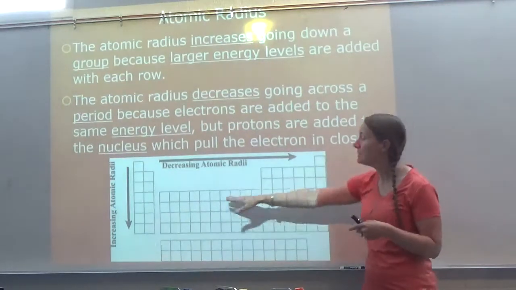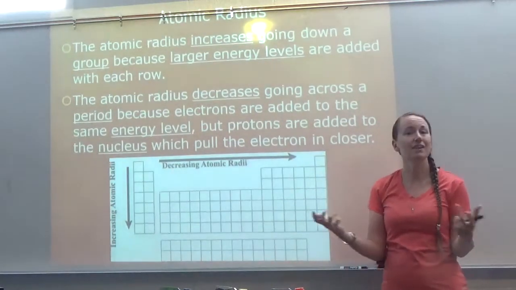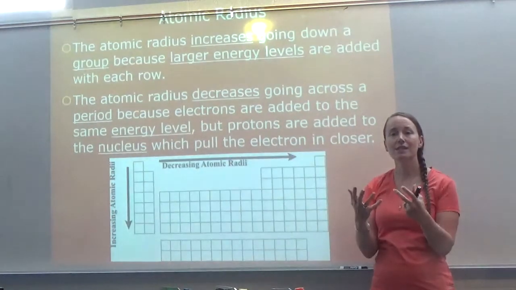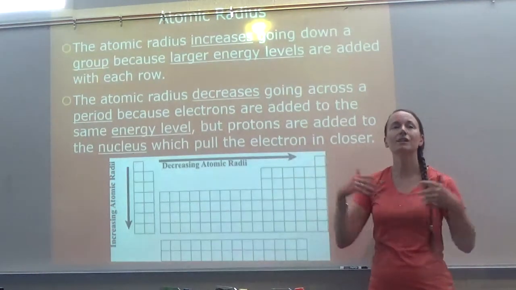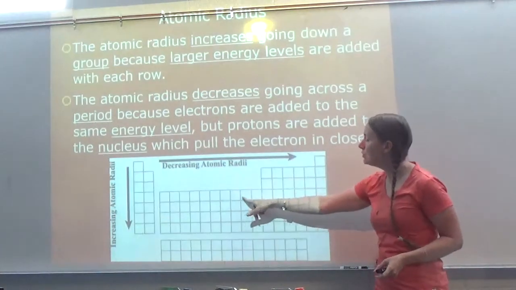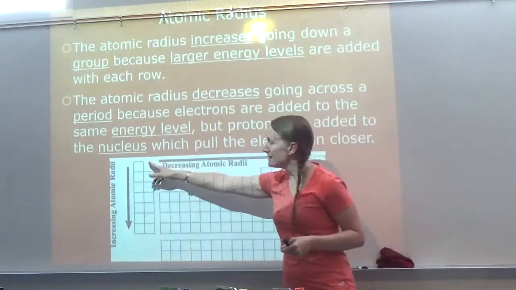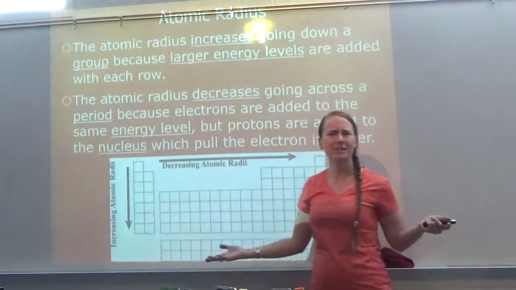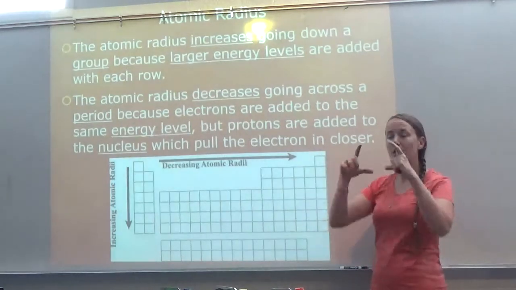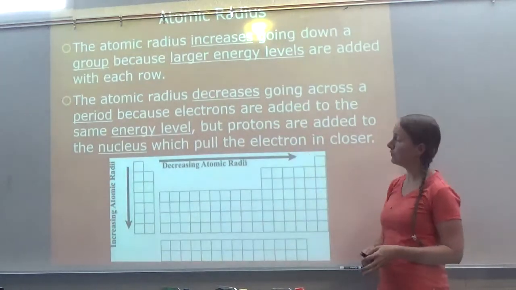So what happens is as you move across, the nucleus gets stronger. Think of it like a magnet. The nucleus is pulling those electrons like a magnet to itself. As the nucleus gets stronger, it can pull them in closer. The reason that doesn't happen going down, because you may think going down the nucleus gets stronger, and it does, but the electrons are in a whole other energy level that's gotten bigger and further from the nucleus.